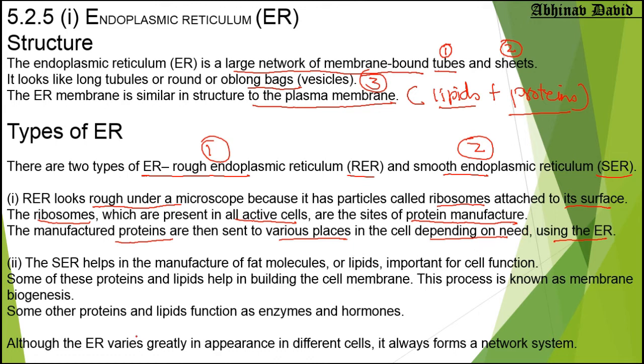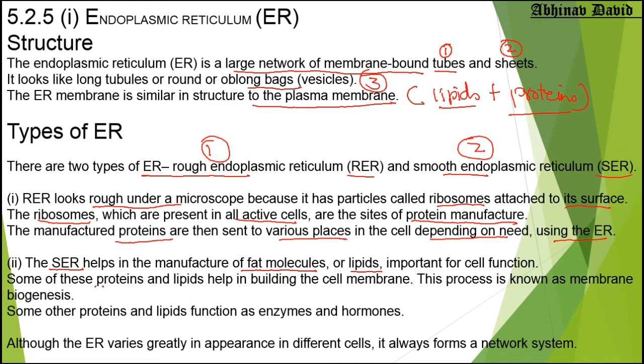Now let us move to the SER. What is SER? SER is the smooth ER, which does not have any ribosomes attached to it. Now what is the function of the SER? It helps in the manufacture of fat molecules or lipids. Now these fats or lipids are very important, and we know that. You see here, the lipids are manufactured by the SER and the proteins are manufactured by the RER.